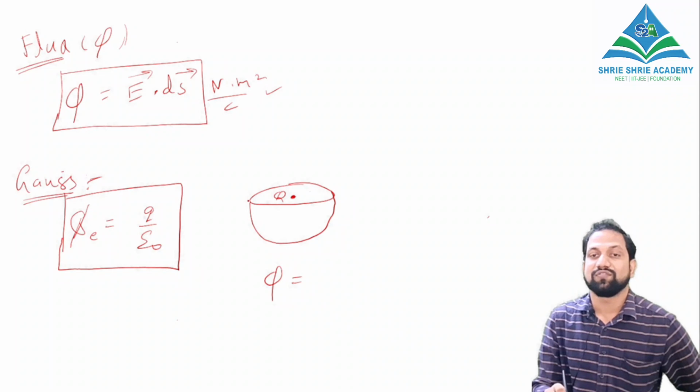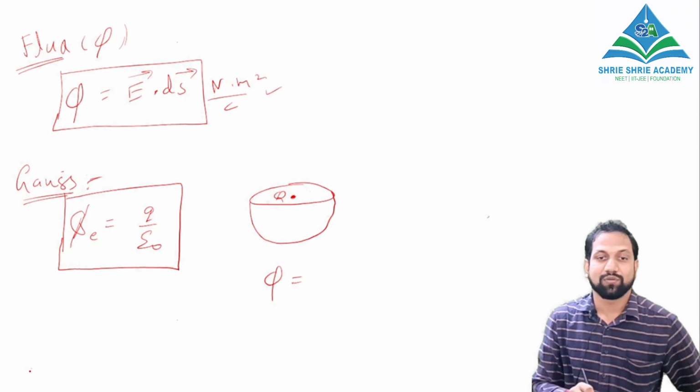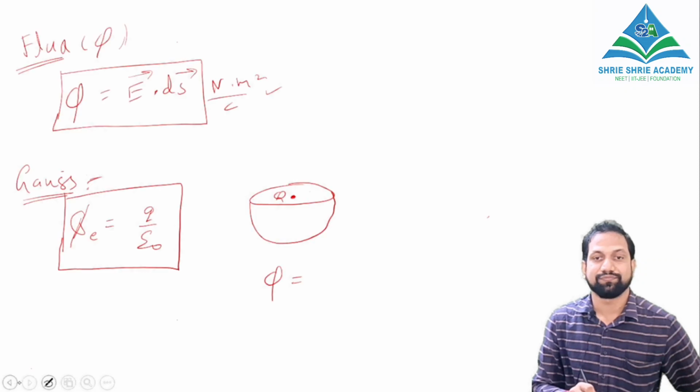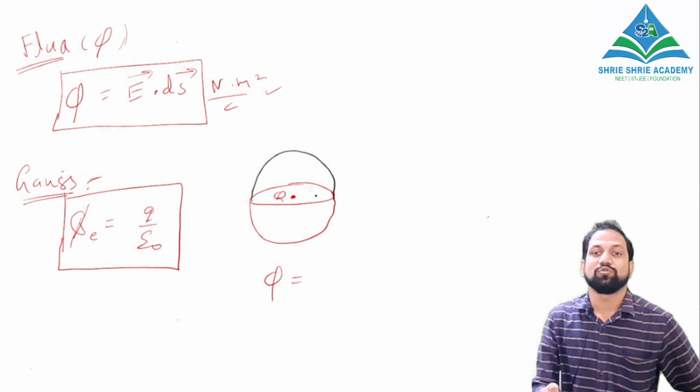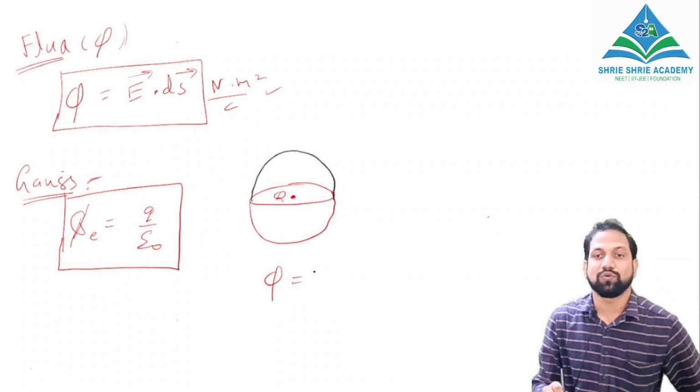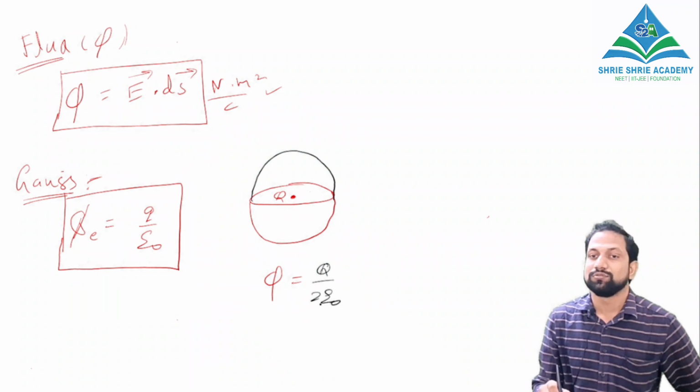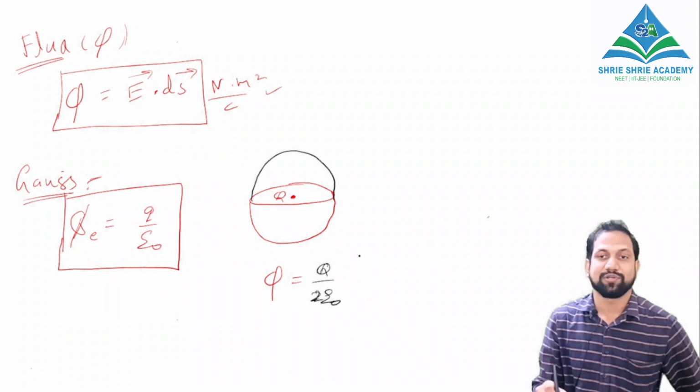For this you have to imagine one more hemispherical bowl, because to completely close the charge, we need to take one more hemispherical bowl like this. Then there are two hemispherical bowls. Then the flux through one is charge by 2 epsilon naught, because there are two hemispherical bowls.